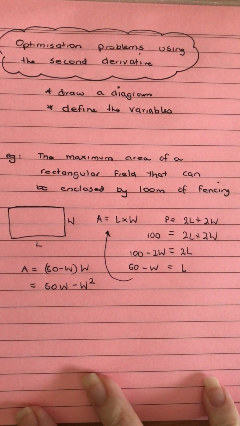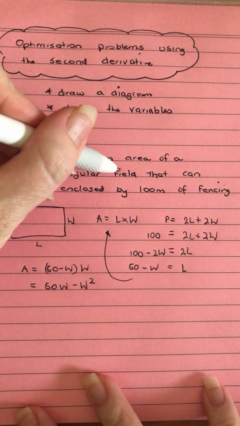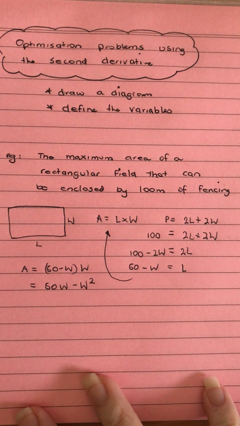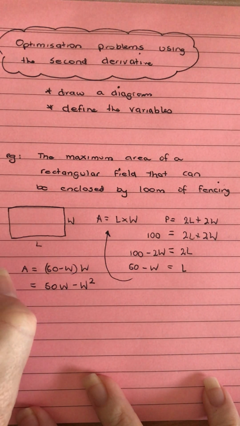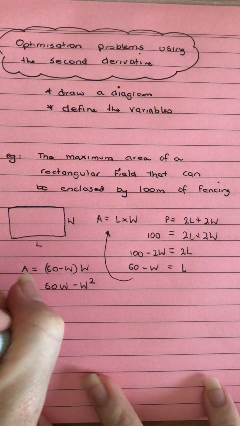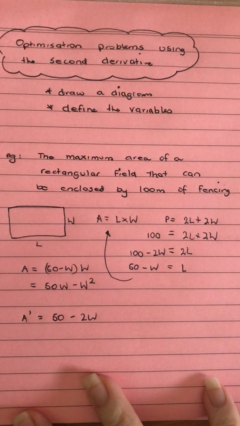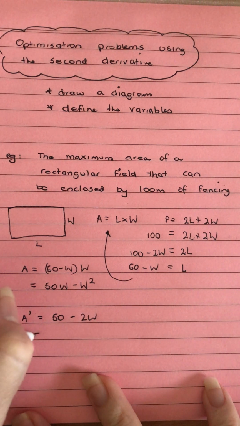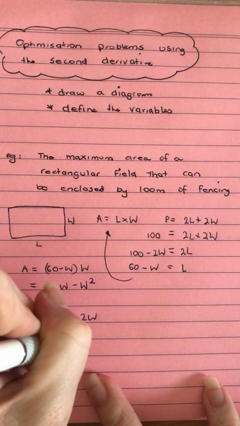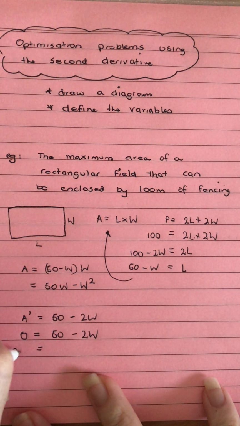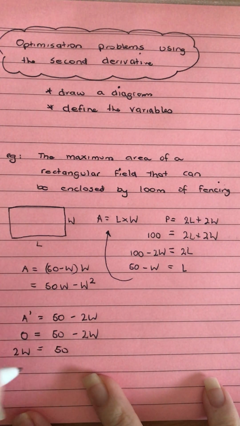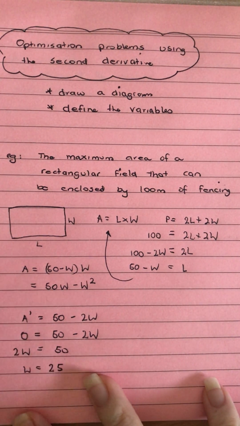We want to find out when we want a maximum area. So that's leading us into finding a stationary point, finding when that is equal to 0, and then solving for that and checking if it's a maximum or minimum. So when we do A dash, we're going to get 50 take 2W when we do our derivative. So we want to find out when that derivative is equal to 0 to find our stationary point. So 2W is equal to 50. So our W is equal to 25.